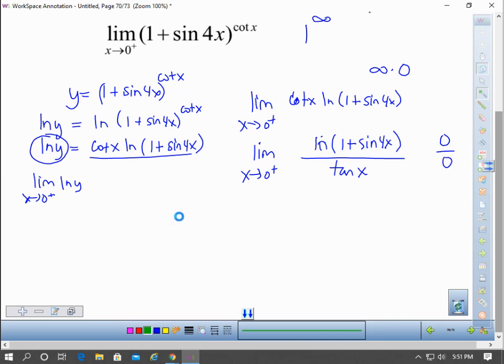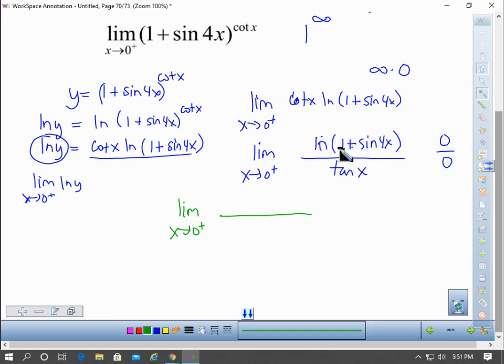So now I'm going to take the derivatives. This is basically just manipulating the situation so that it works. We can get 0 over 0 or infinity over infinity. So now I'm going to take the derivative. How do you take the derivative of your ln stuff?